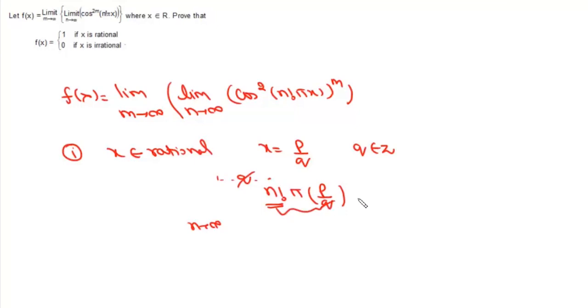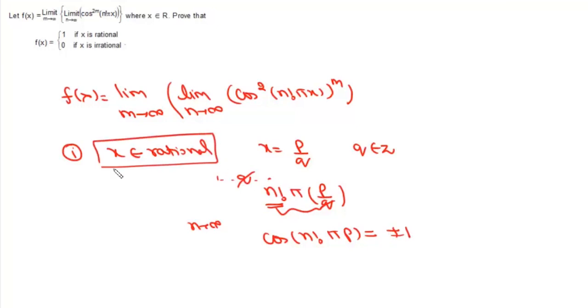And if it is an integral multiple of pi, then in that case cos of factorial n pi x will take the value either plus 1 or minus 1. So in this case, when x is rational, this f(x) will simply be plus or minus 1 to the power 2m, which is 1. So when x is rational, the value of f(x) is 1.